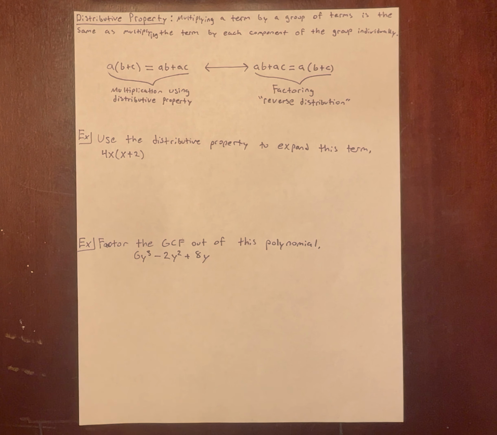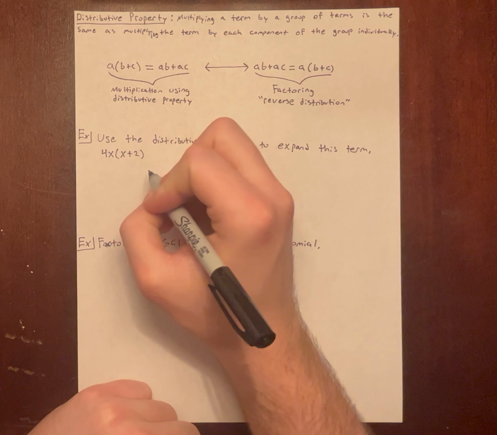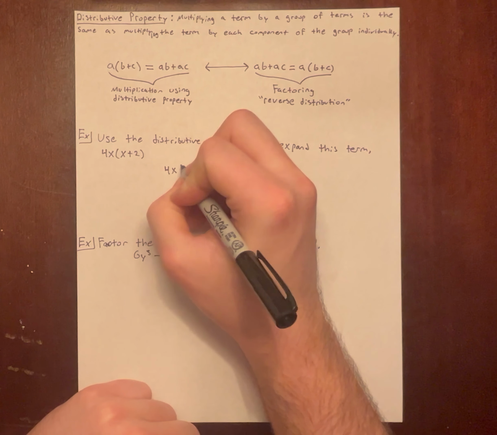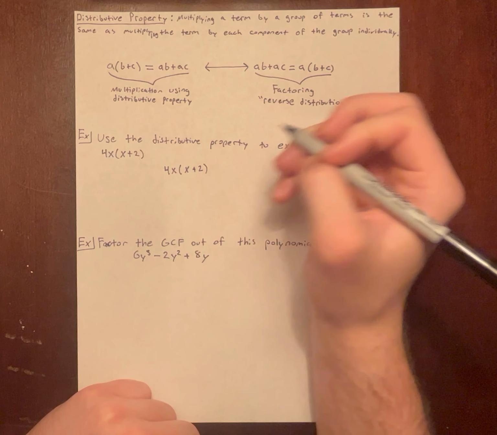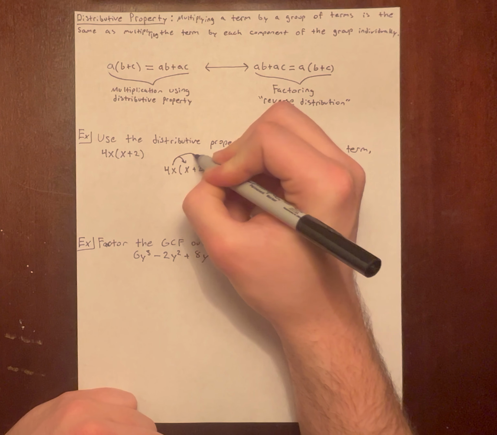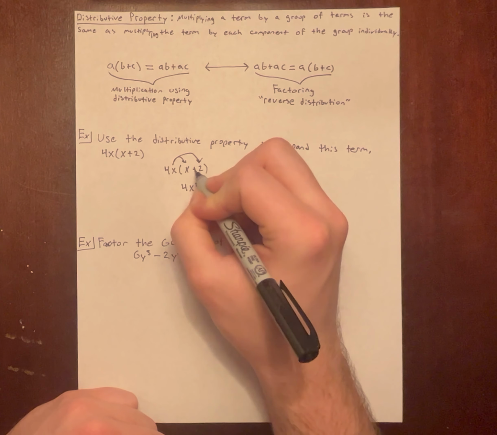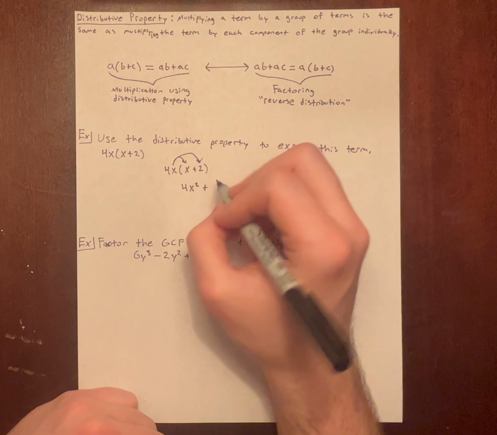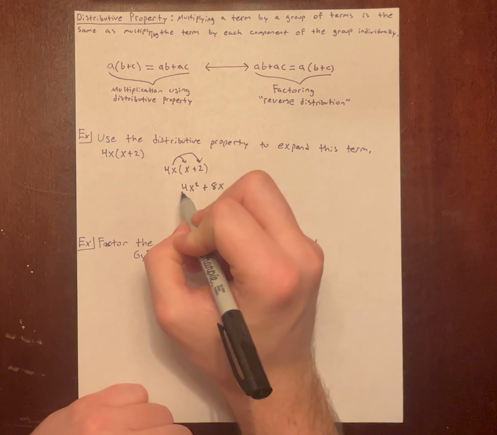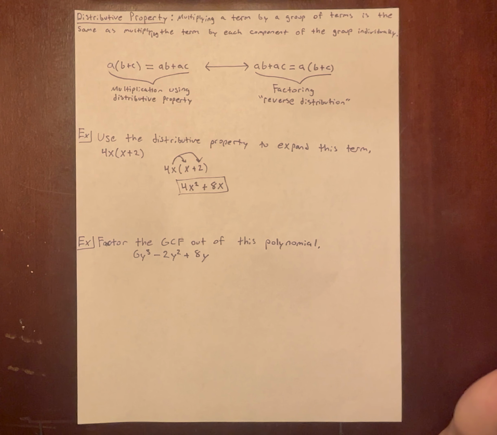An example of that: use the distributive property to expand this term, 4x times x plus 2. So 4x times x plus 2. Distributive property means we're going to distribute this 4x to every term we have. So 4x times x is 4x squared, plus, this plus stays, 4x times 2 is 8x. So this expanded becomes 4x squared plus 8x. Now, this and this are identical and equal, just represented differently.